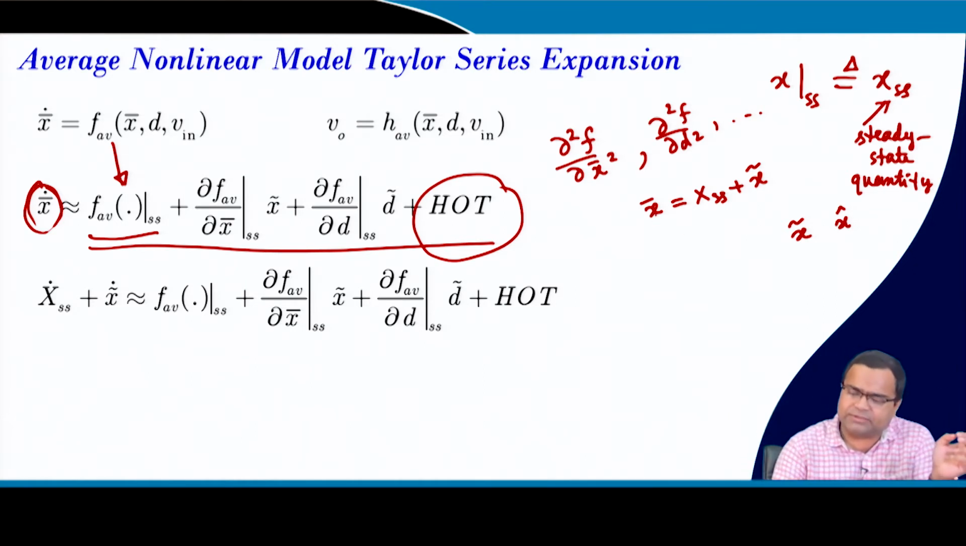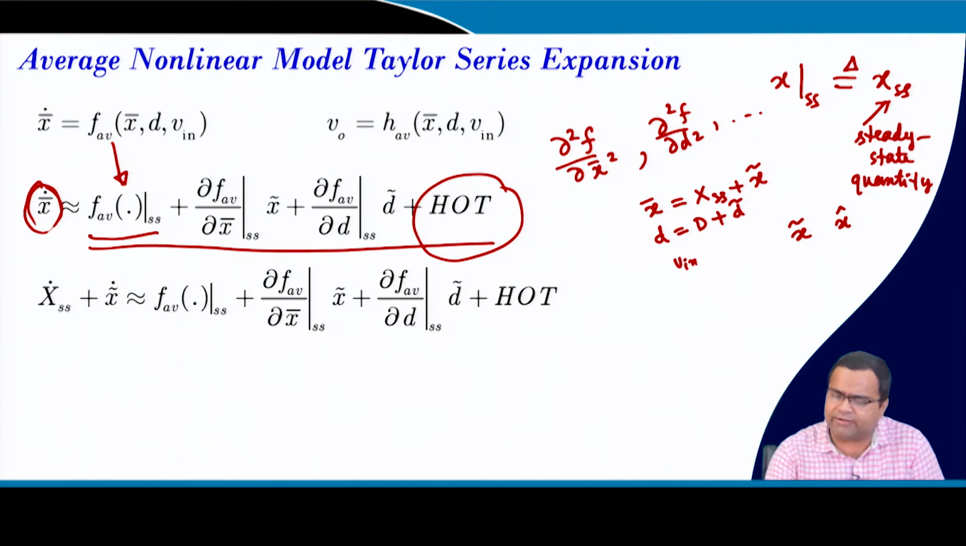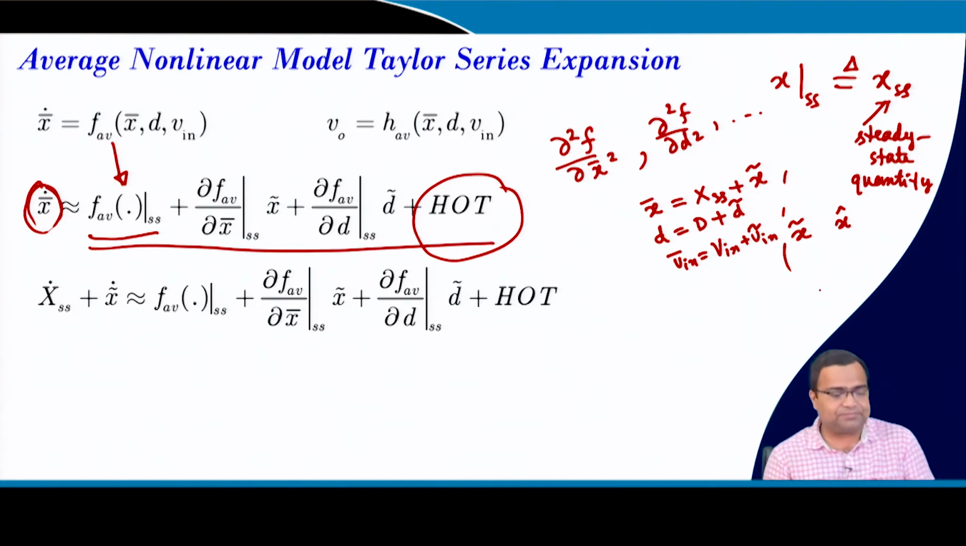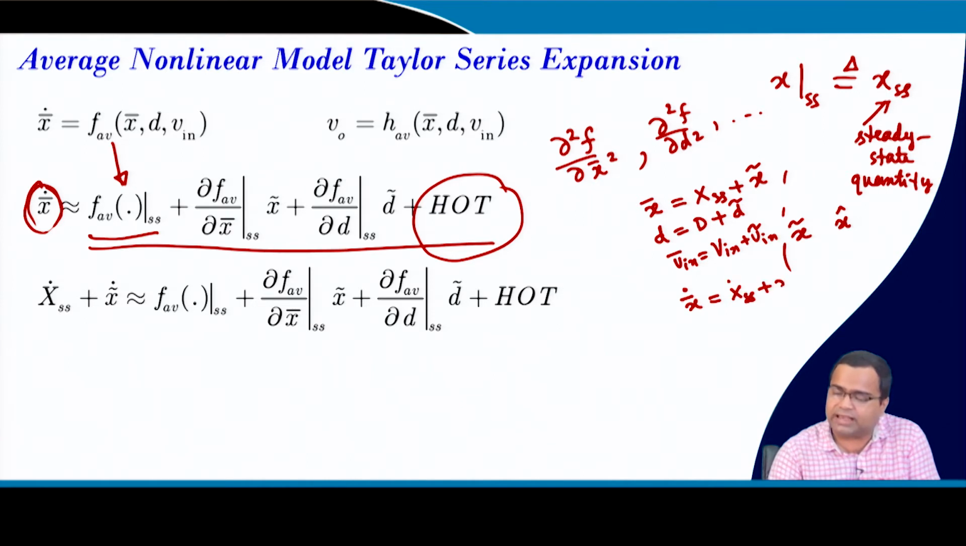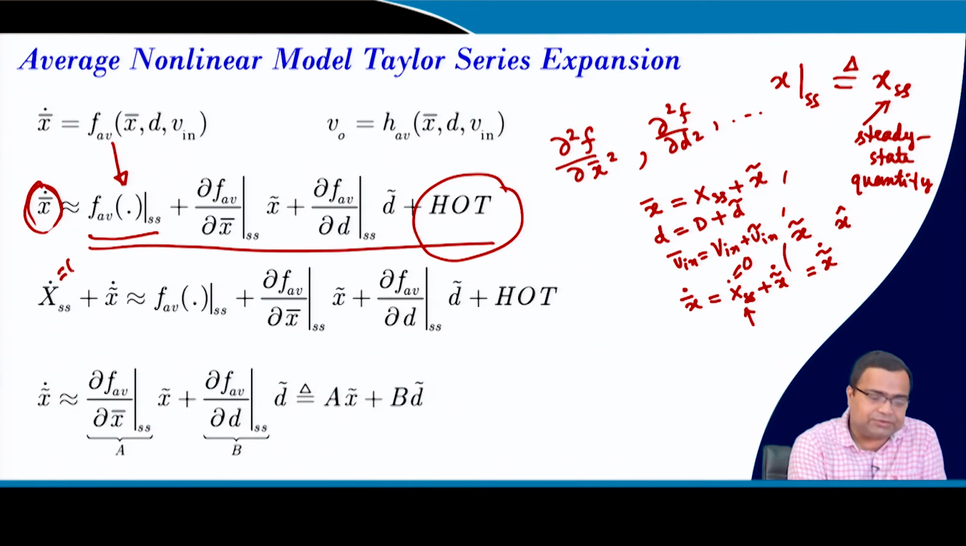Similarly, we can write the duty ratio to be capital D plus small d perturbation. Similarly, we can write the average input voltage V in plus small v in perturbation and so on. So, you can write everything. Now, on the left side, once you take x average dot, you can write x ss dot plus x tilde dot. Interestingly, since it is a steady state point, the steady state part will be 0, so it will become x tilde dot.